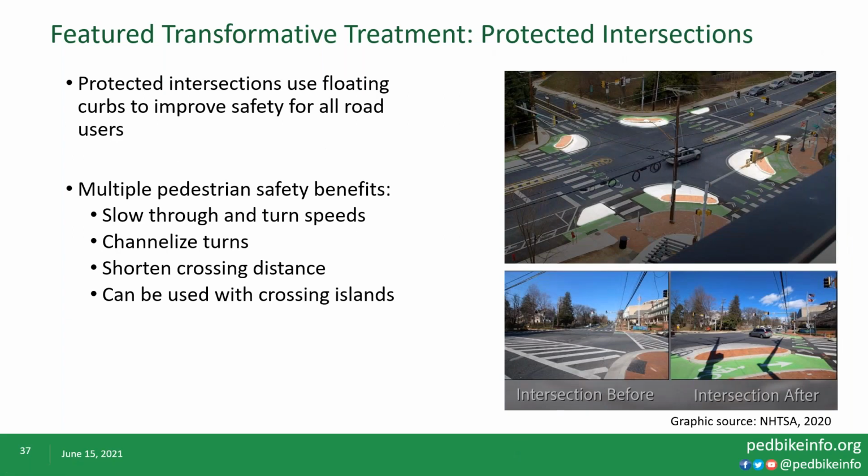And another example of a treatment that can really have a big impact where it's implemented is protected intersections. These use floating curbs to provide better physical separation between modes and channelize motor vehicle through and turn movements. This results in smoother, slower operation compared to conventional intersection designs. The treatment typically results in multiple safety benefits for pedestrians and other road users. And protected intersections are being implemented in jurisdictions throughout the United States.